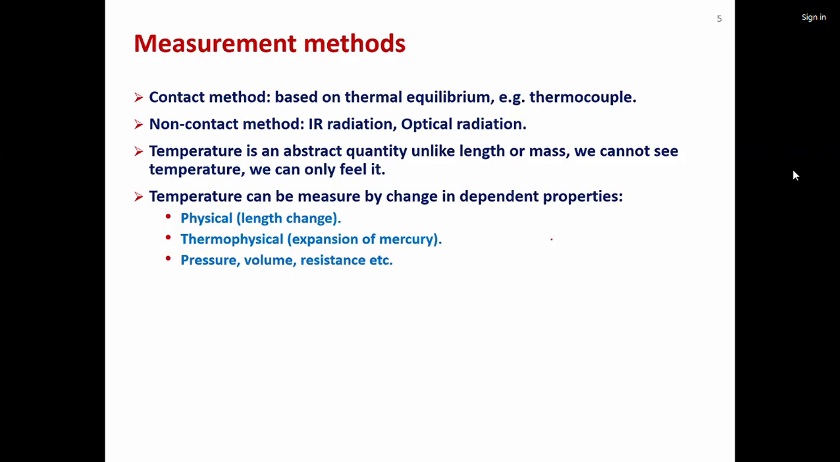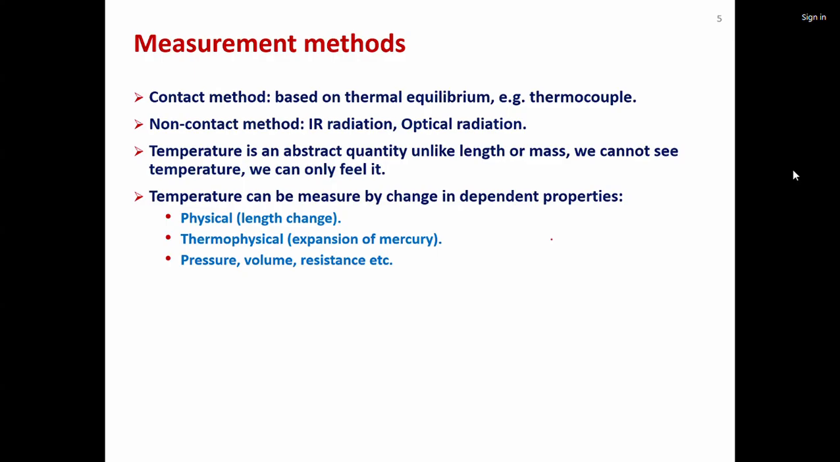So how do we measure temperature? We can measure temperature either using a contact method or a non-contact method. A contact method is one where the actual probe is in physical contact with the source or the surface whose temperature we want to measure. Like you use a thermocouple to measure the temperature of a hot surface. Here there is physical contact between the thermocouple and the surface. And the principle, as you will see subsequently, is based on the thermal equilibrium between the surface and the thermocouple tip.